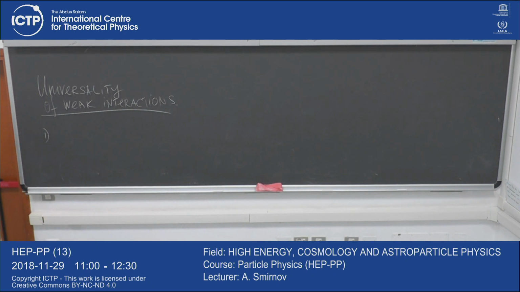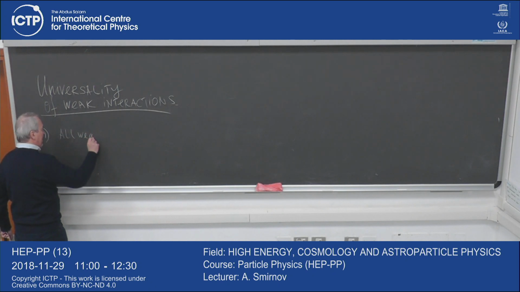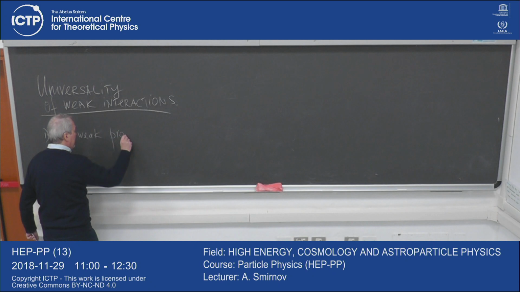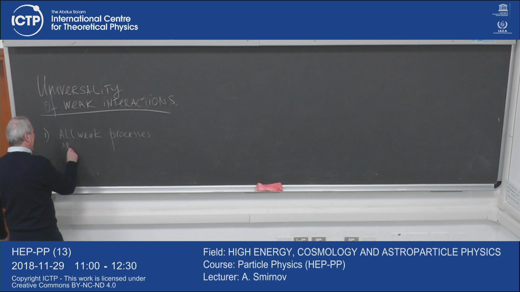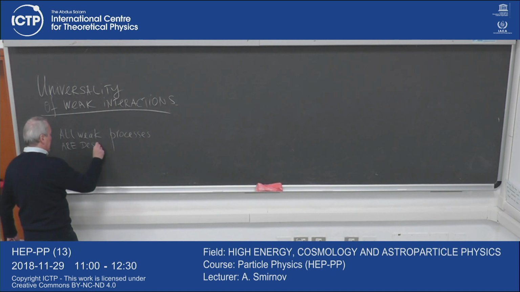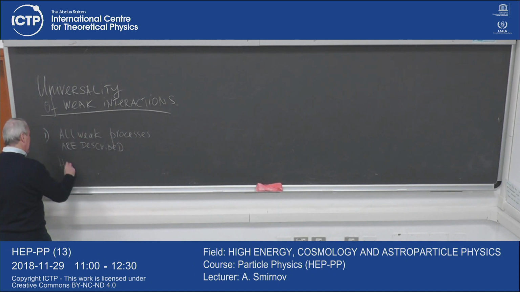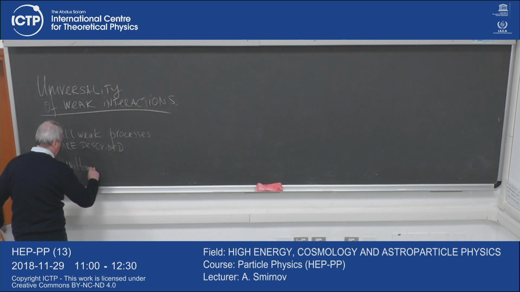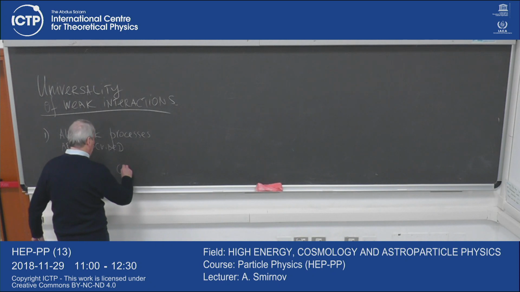The first is that all weak interactions we studied till now, or processes better, are described by a Hamiltonian which has the character current times current.